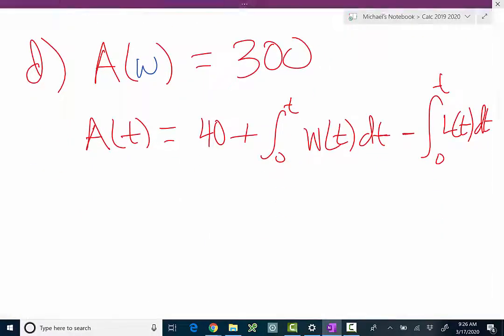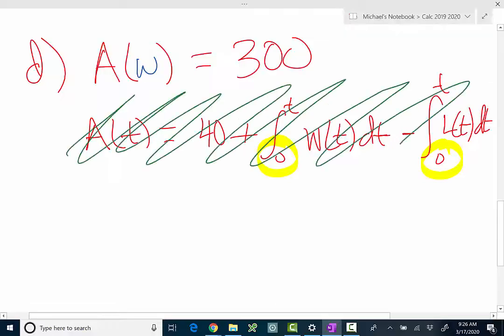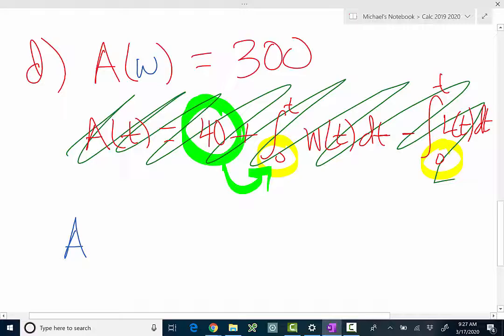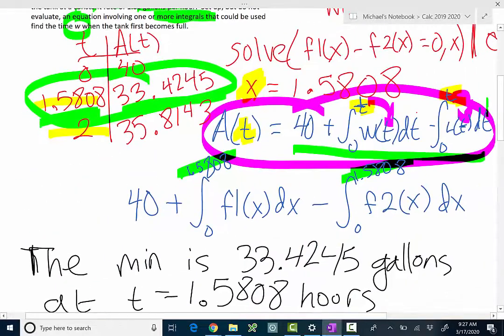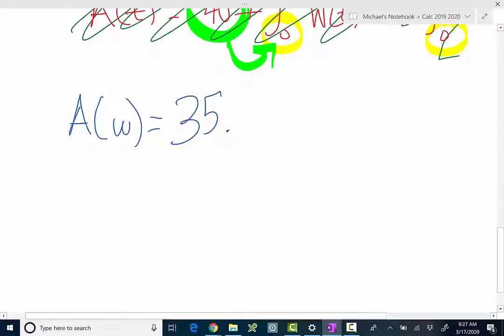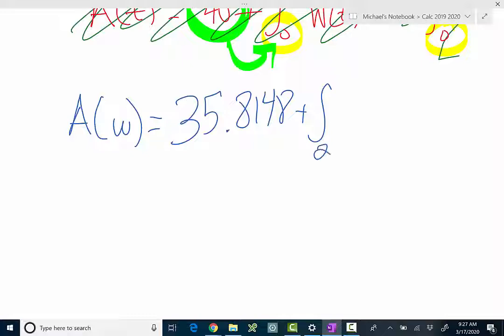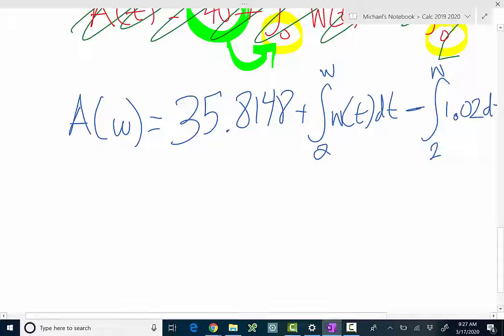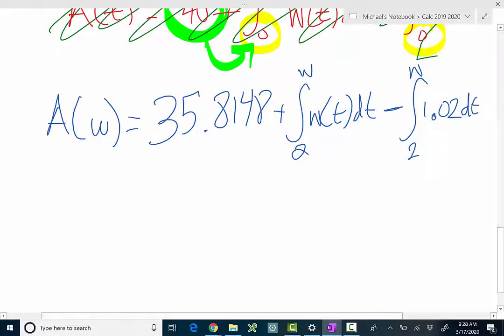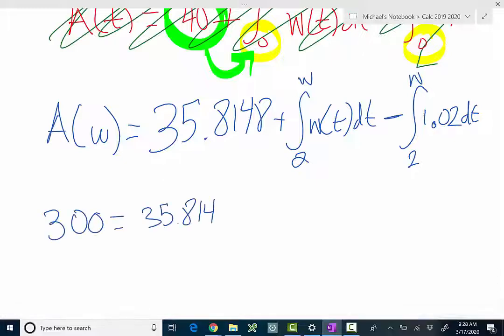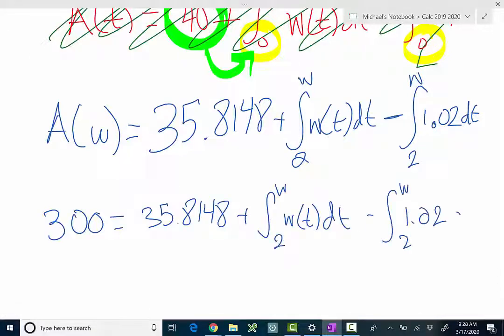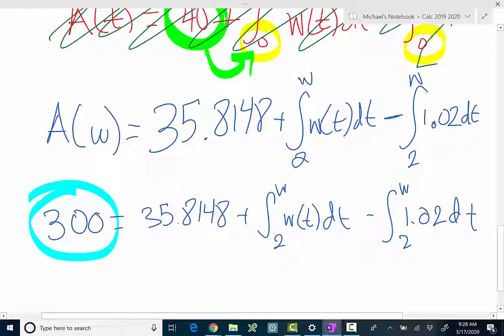But now we're no longer starting at 0, right? We're now starting at 2. So we want to change this to be starting at 2. Instead of 40, we're going to go back up and pick 35.8 because that's where we started at 2. And it will go from 2 to t. W of t stayed the same, but L of t changed to 1.02. And that's our formula. They don't want us to solve it, but we do need to make sure that we change it to be equal to 300. That's what they would want us to solve for, is when it is equal to 300.